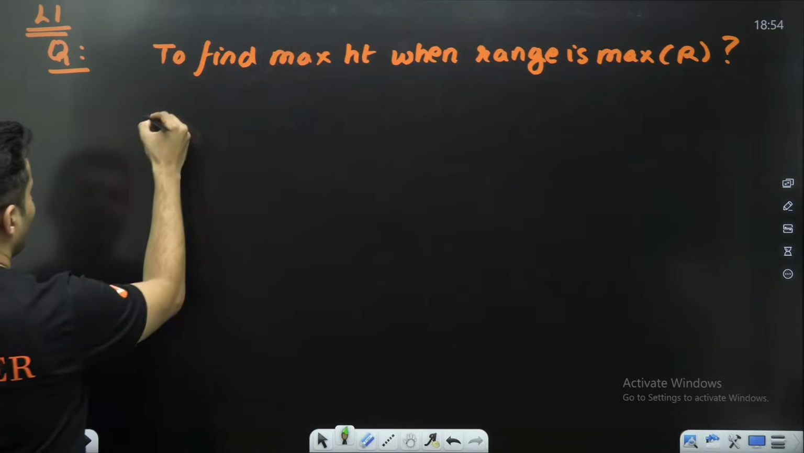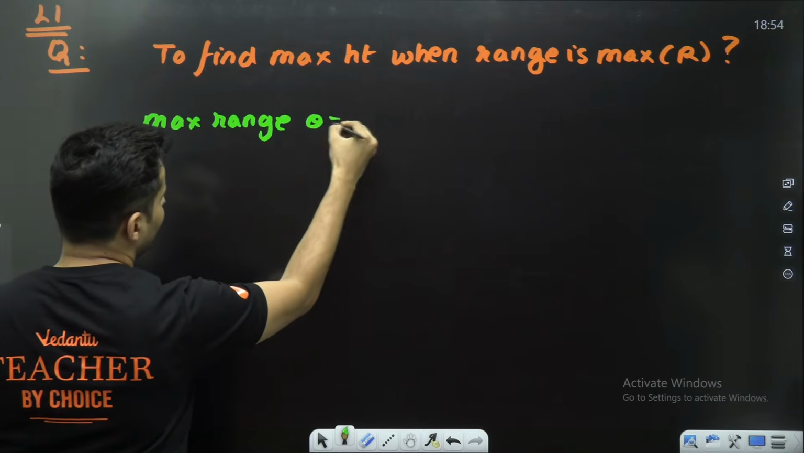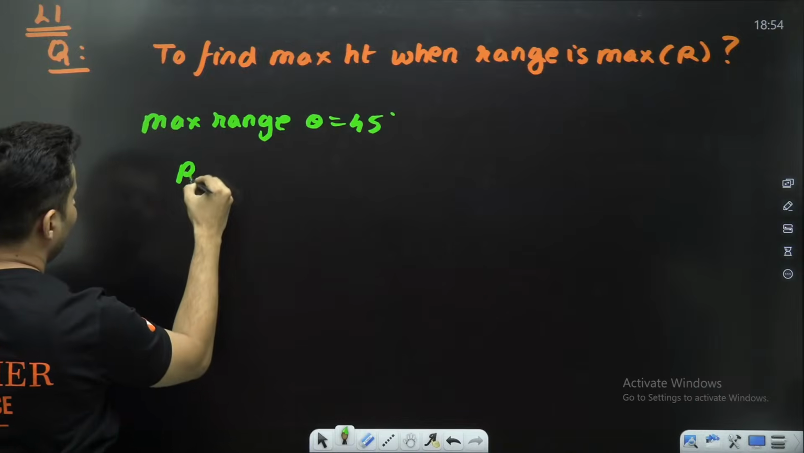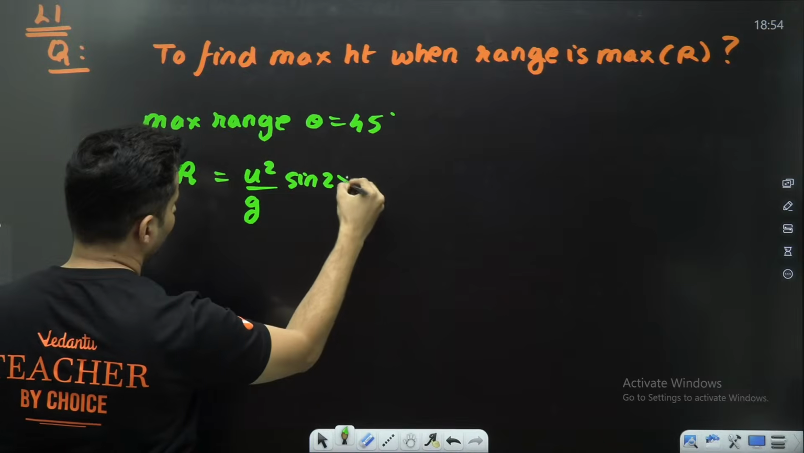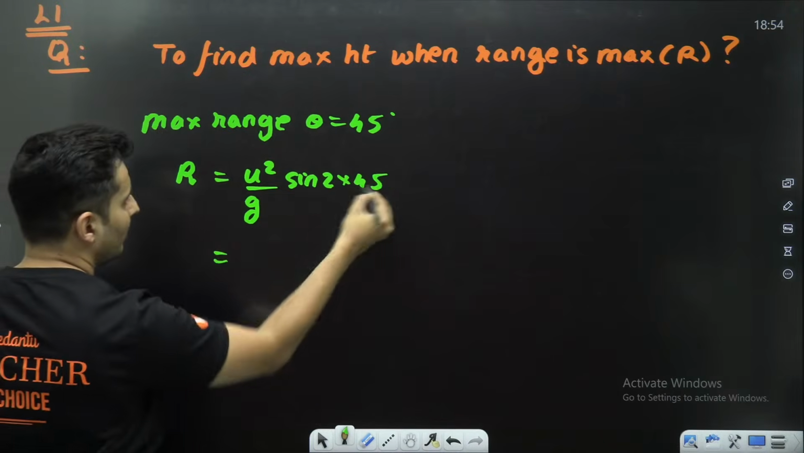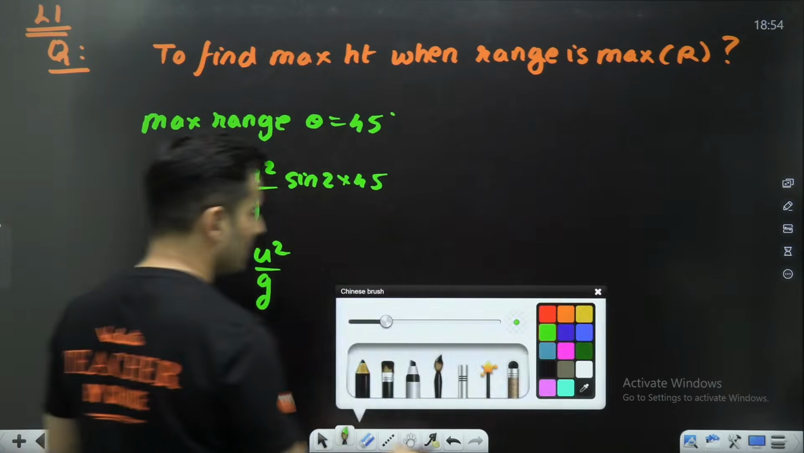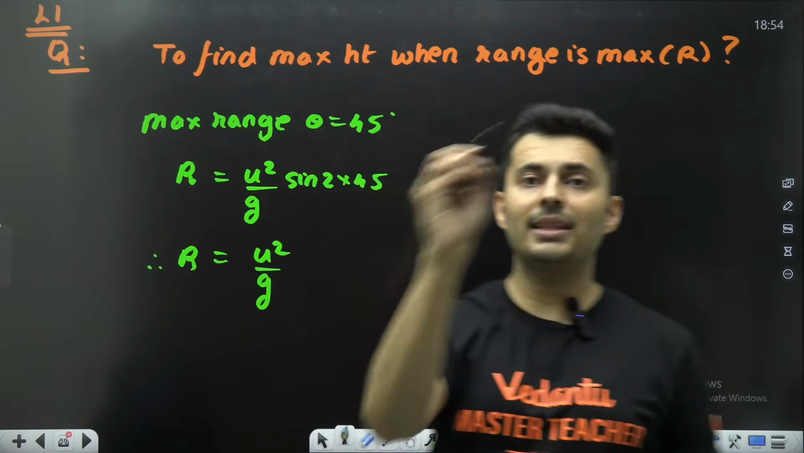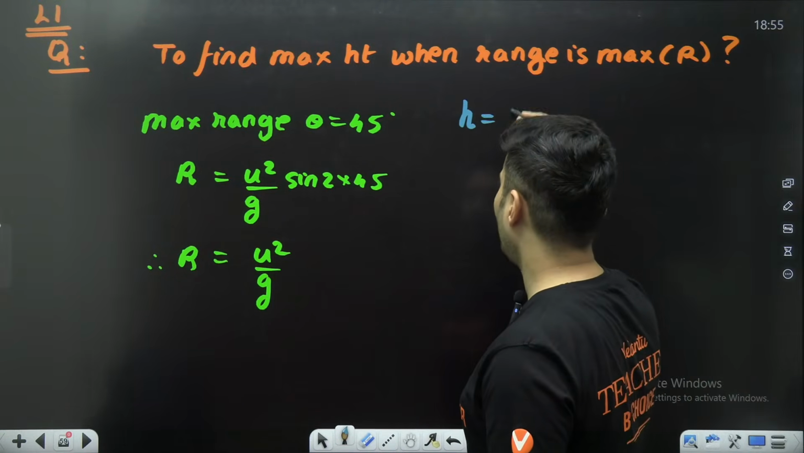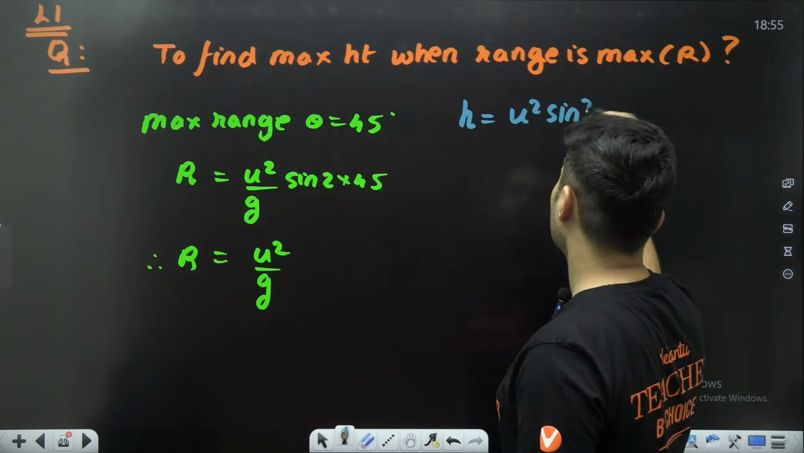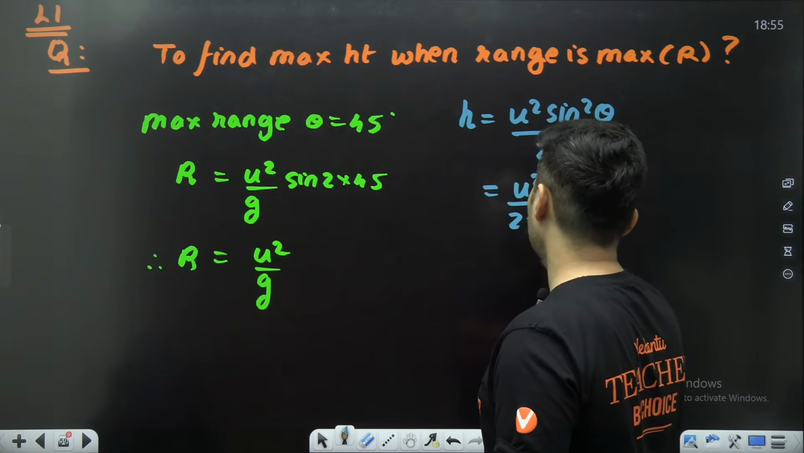So first of all, for maximum range, we know theta is 45 degree. In fact, that maximum range comes out to be u square by g, sine of 2 times 45. Sine of 90 is 1, so it will just be u square by g. That's the maximum range. What's the height when the range is maximum? Height formula is u square sine square theta by 2g.